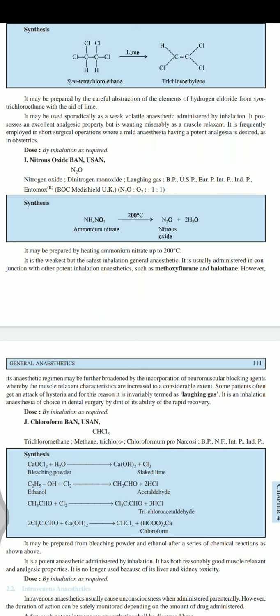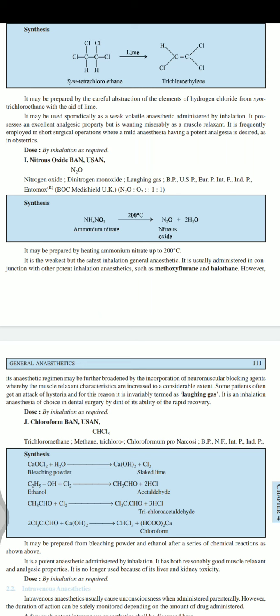It is a potent anesthetic administered by inhalation. It has both reasonably good muscle relaxant and analgesic properties. It is no longer used because of its liver and kidney toxicity.